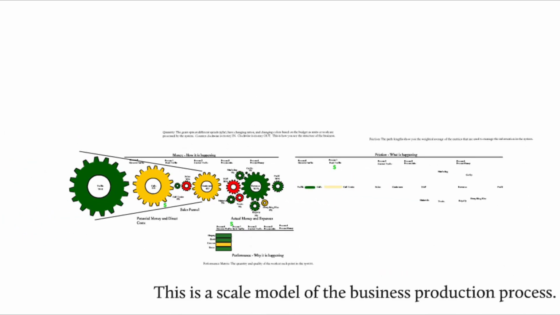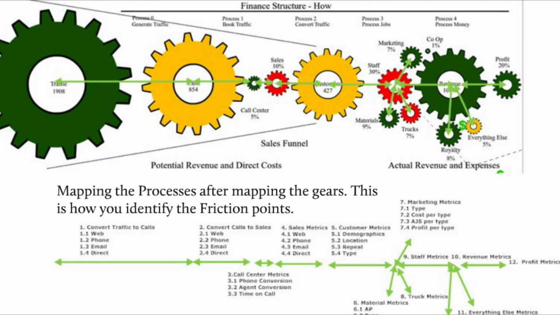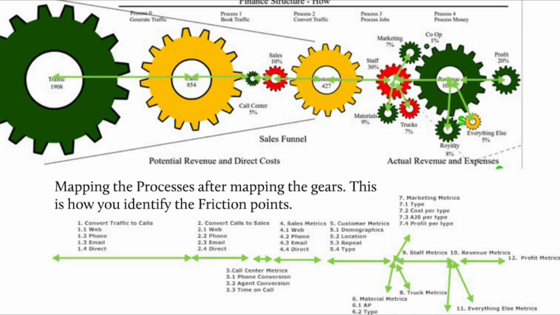The next part of it is mapping the processes that are moving the money through this system. Basically, this allows me to identify the friction points in the system. Once I see the structure of the business, then something must be moving the money through it. And those are the different processes and sub-processes within the business. And this is a map of all the friction points in the business.